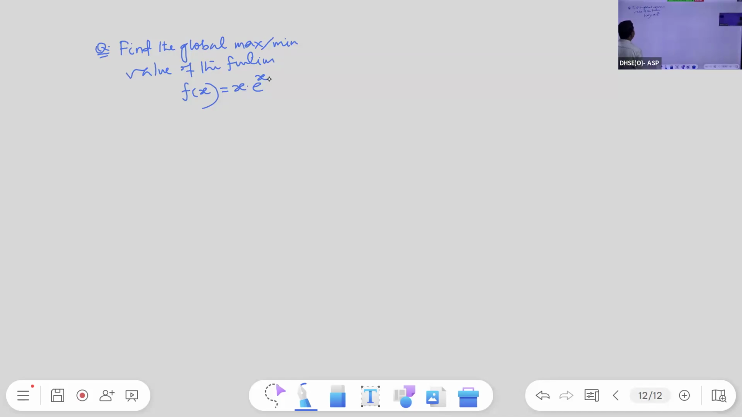So here region is not given. That means we have to discuss the global maximum and global minimum value of the function on the entire domain. Your domain of the definition of the function is R. This function x is a continuous function, e power x is a continuous function, and you know continuous into continuous is continuous. X is a differentiable function, e power x is a differentiable function, x into e power x is a differentiable function.